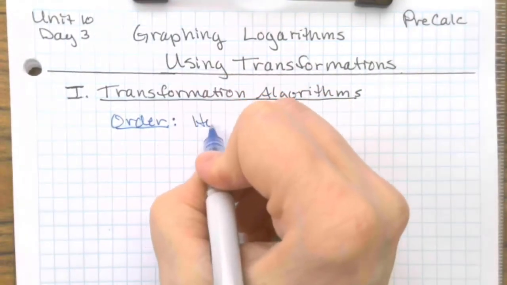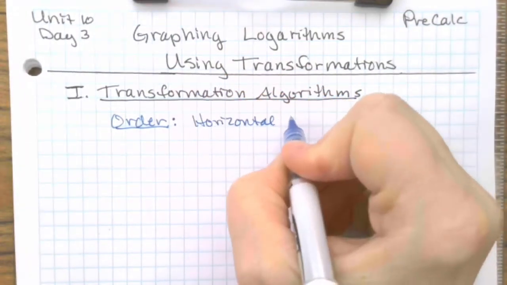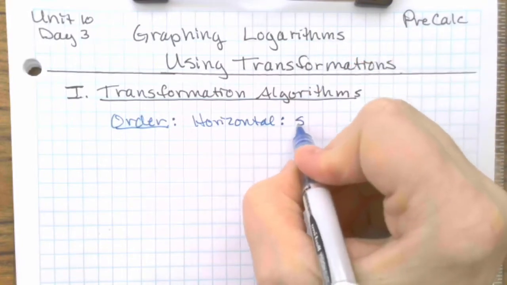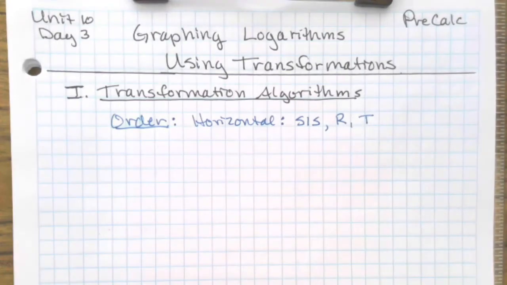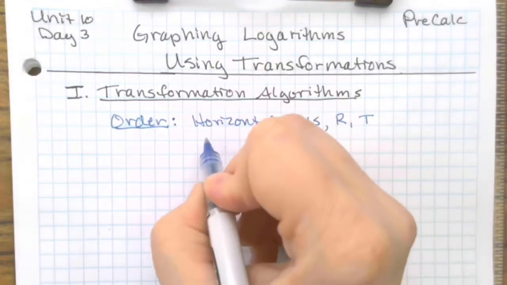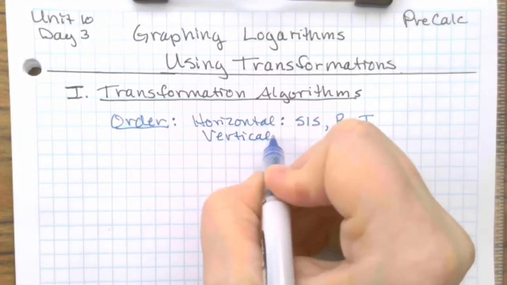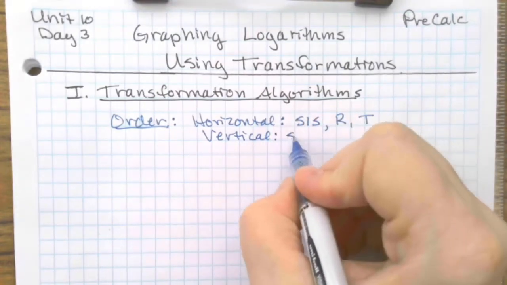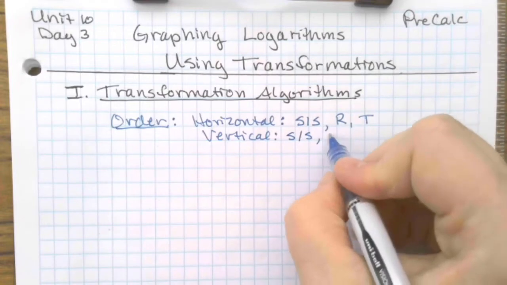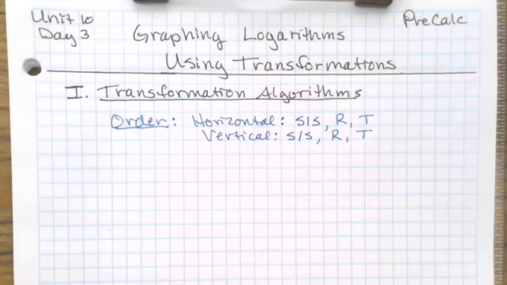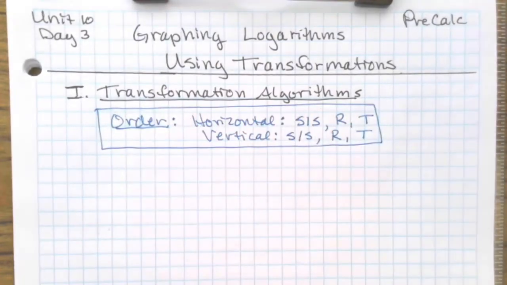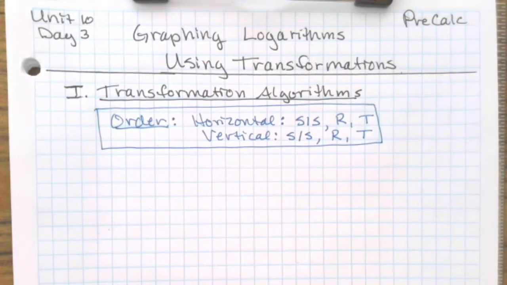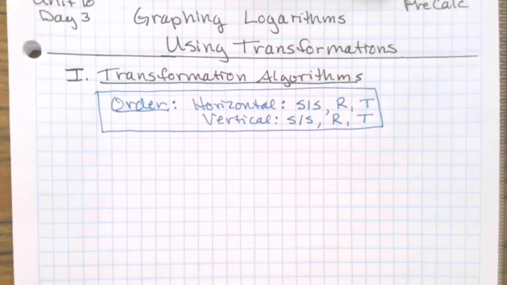You do horizontal first. And inside the horizontals, you do stretches and shrinks, reflections, and then horizontal translations. After you're done with horizontal, you do the same things, but in the vertical direction. So vertical, stretch or shrink, reflection, translation. So that order is going to stay true no matter what. What is different with logs is where you find that stuff. So I'm going to go through some of the transformations using logs as an example.